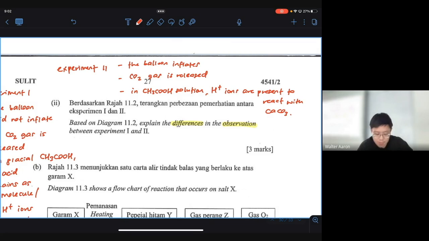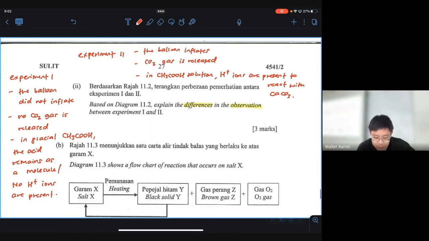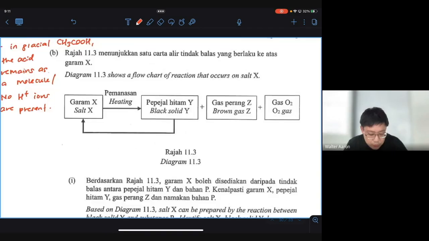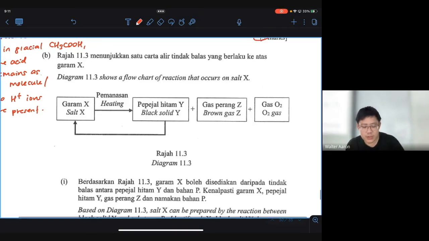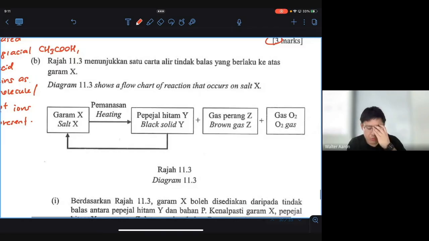So if you were to do that, compare between experiment 1 and 2, you should be able to get 3 marks in total. Let's go to B. 11.3 shows a flow chart of reaction that occurs in salt X. So again, like I said, this kind of flow chart question is very famous, and it's actually quite good in the sense that it shows you directly what is going on. So the whole question itself is very clear, no confusion.